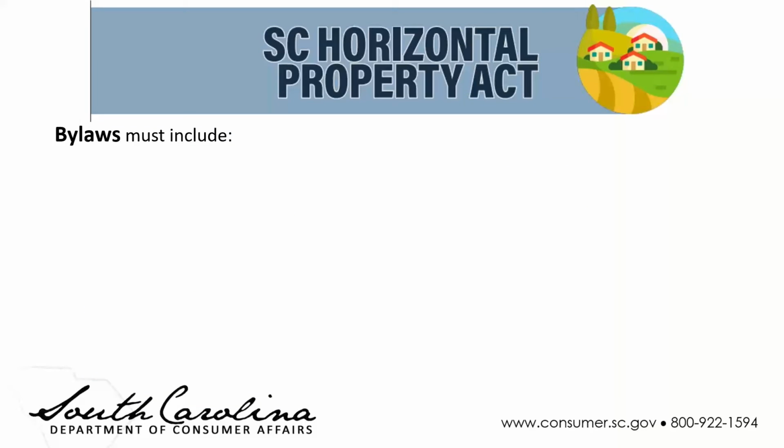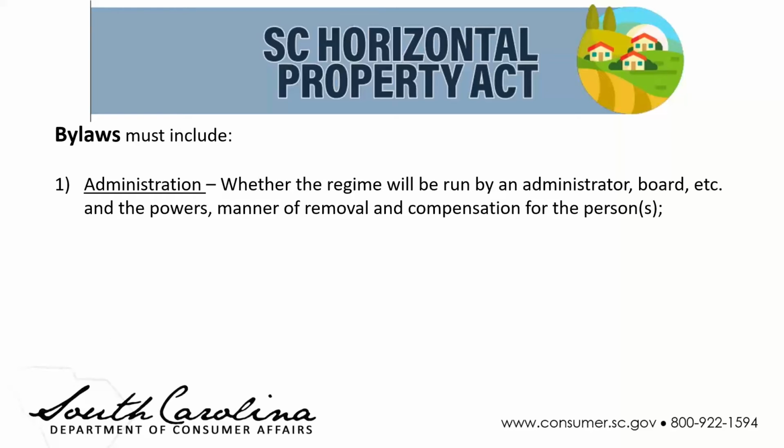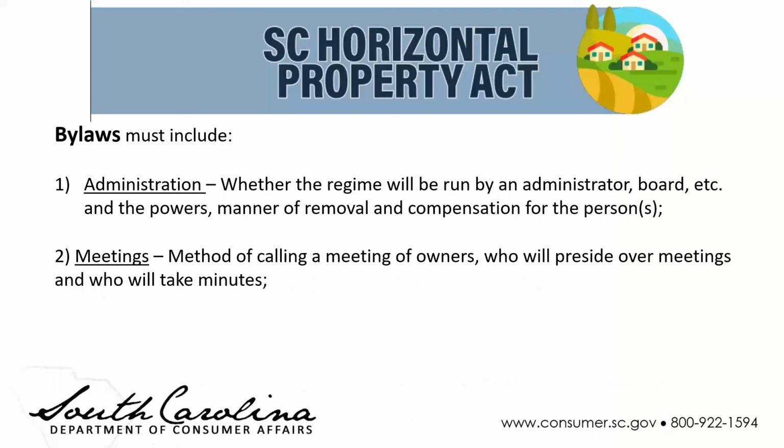Now, as far as the bylaws go, bylaws must include whether the regime will be run by an administrator or a board or some other method. And it must include the powers, the manner of removal of that administration, and the compensation for the persons. It must also include information on the method of calling a meeting of the owners, who will preside over those meetings and who will take the minutes.